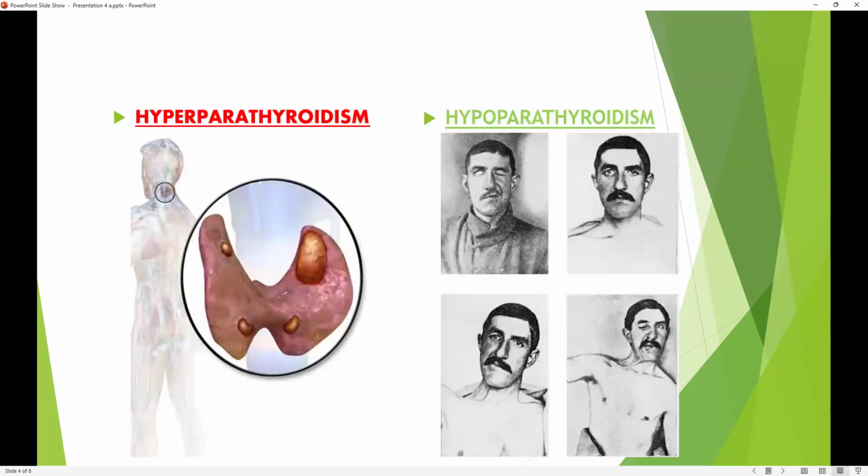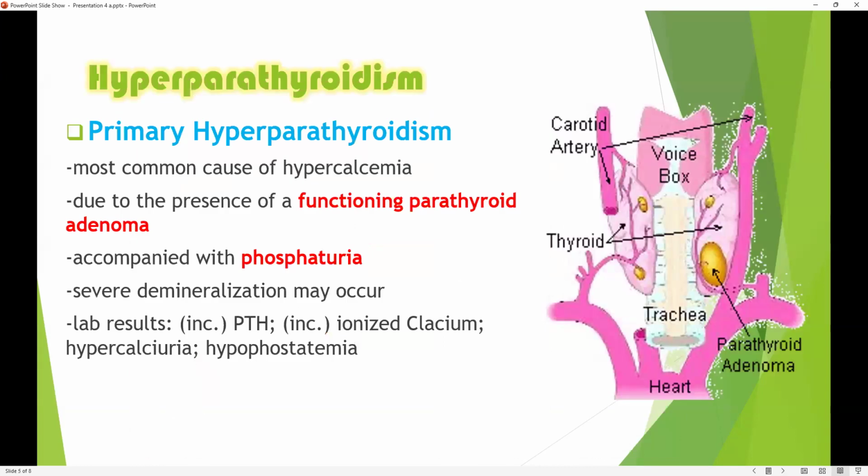Okay, so we have two conditions related to the parathyroid gland. You have the hyperparathyroidism and the hypoparathyroidism. So for hyperparathyroidism, primary hyperparathyroidism is the most common cause of hypercalcemia. So of course, now because the main function of our parathyroid hormone is to, what we call, release calcium into the bloodstream.